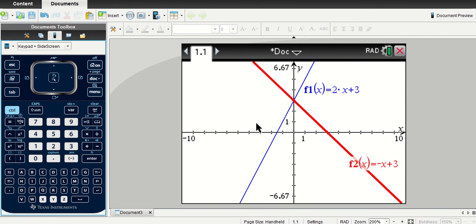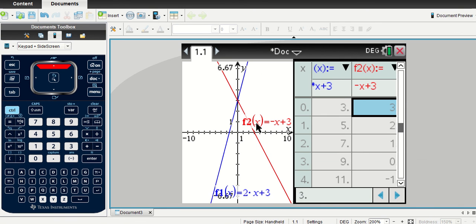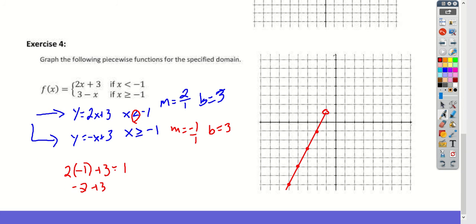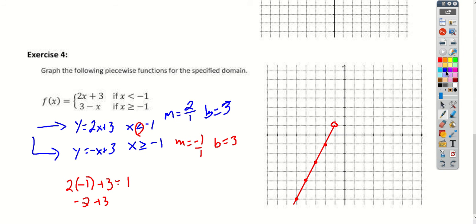So now I'm going to go to my table. I'm going to go to negative 1. And I'm going to see at negative 1, this graph has a y value of 4. So the next function, we'll do this one in blue, starts at 4. So I'm going to do a closed circle, 1, 2, 3, 4, closed circle at 4.